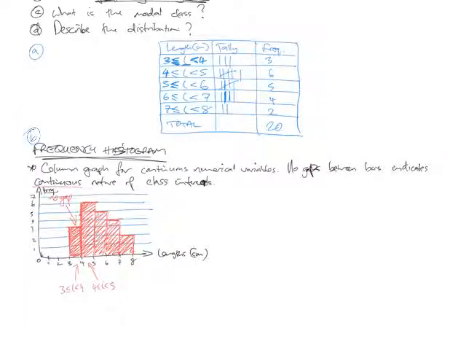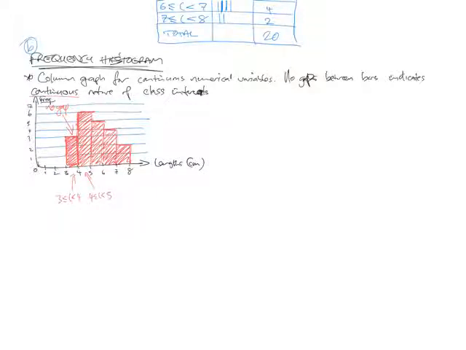So that is A, and B has just been done to draw a frequency histogram. C, what is the modal class? Well, if you look, you can see it on the histogram here, which is the class that occurred most often, between 4 and 5. So modal class is 4 less than or equal to length less than 5 centimeters.